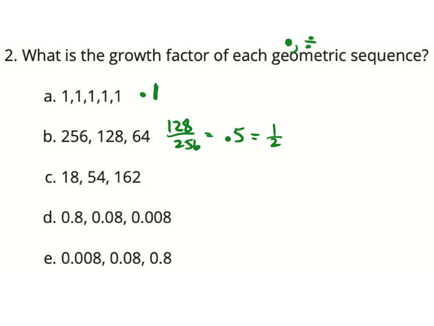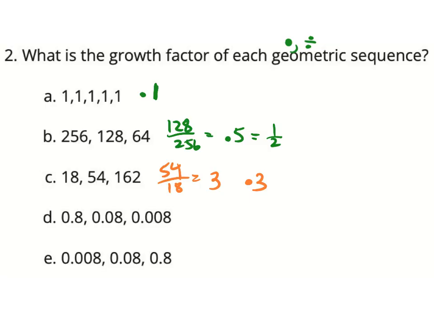18 to 54. Again, I'm not sure. So what am I going to do? I'm going to do 54 divided by 18. That's going to give me 3. So I know I had to multiply times 3. If I do 18 times 3, I will get to 54.